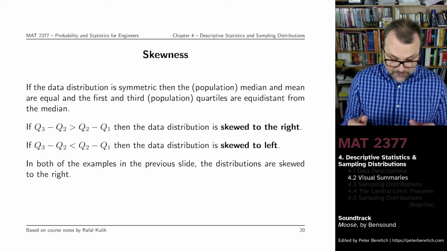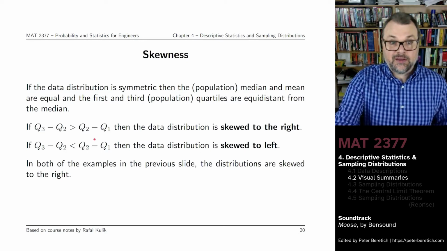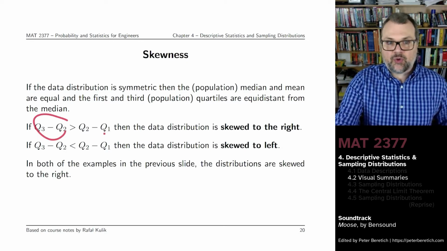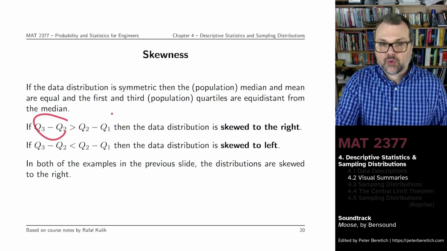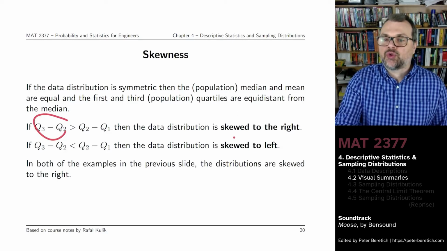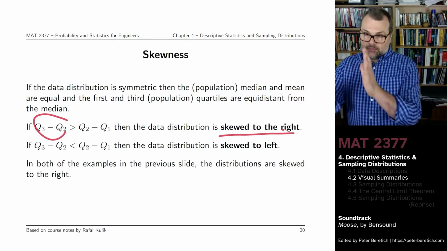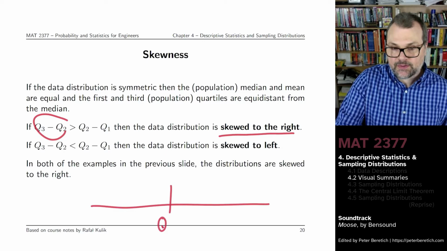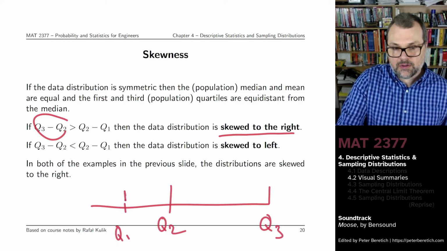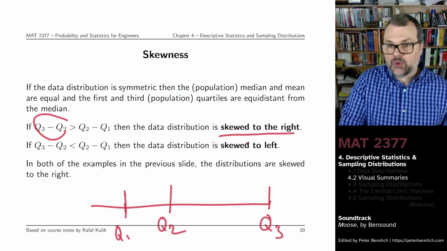If, on the other hand, you look at the distance between the third quartile and the second quartile, the median, and that is greater than the distance between the second quartile, the median, and the first quartile, then you would say that the distribution is skewed to the right, right? Here's Q2, here's Q3, here's Q1. The distance here is larger than the distance here. It is skewed to the right.